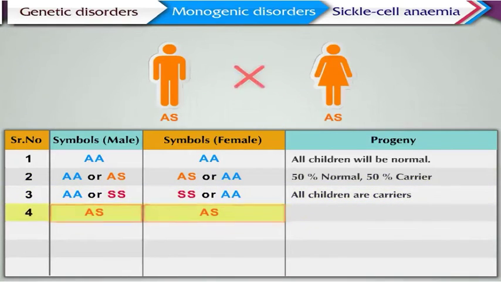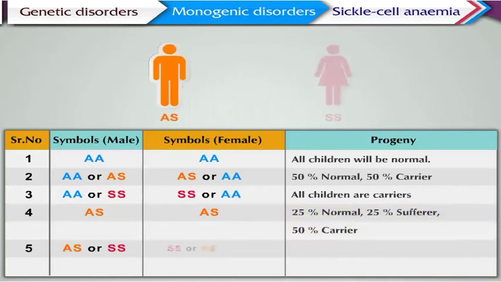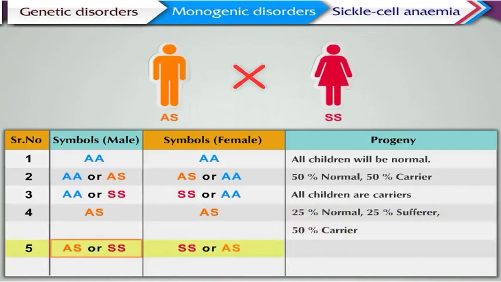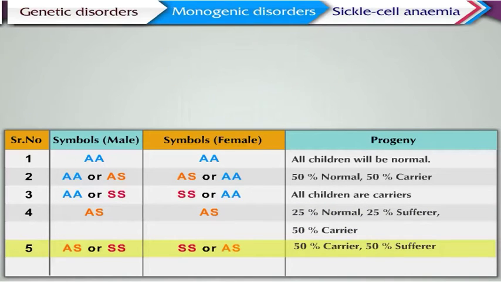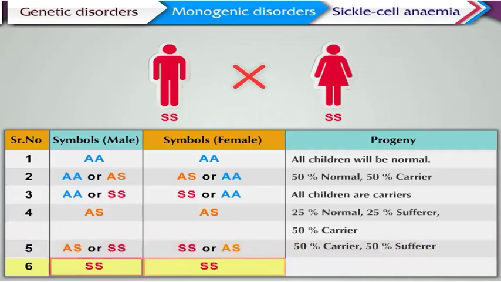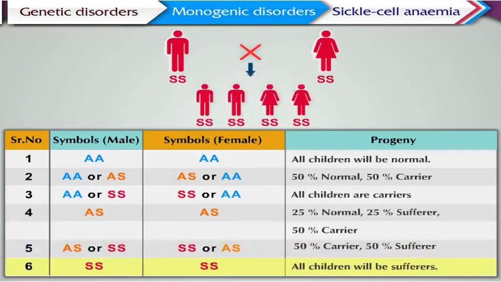If both the parents are carriers, then 25% will be normal, 25% will be sufferers, and 50% children born will be carriers. If amongst the father or mother, one is a carrier while another is a sufferer, 50% children will be carriers and 50% children born will be sufferers. If both the parents are sufferers, then all the children born will be sufferers.